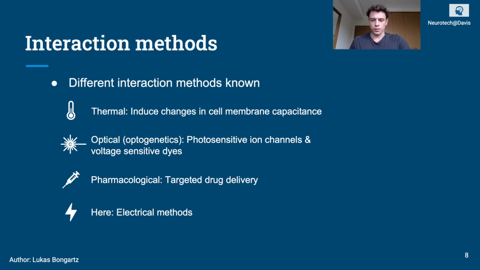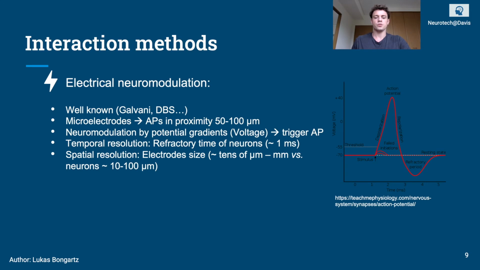But the method we will concentrate on today is the one of electrical modulation. Actually, the way of electrical neural interaction is known quite long. One might say that the first experiment is maybe the one of Galvani. I think it was in the 18th century, where he made a detached frog leg twitch by applying a small voltage. And similar methods are already widely used in clinical treatments, for instance, in DBS, deep brain stimulation, which is used to treat Parkinson's.